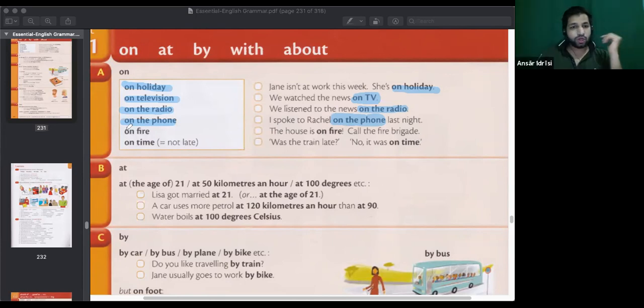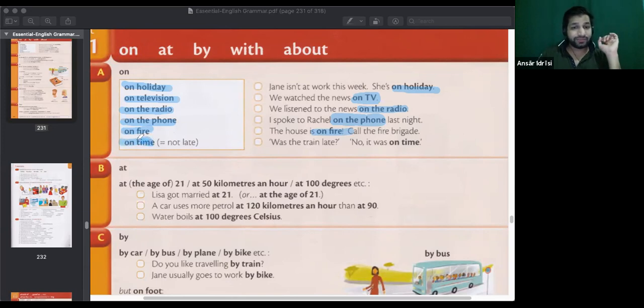Next one, on fire. Ghar jal raha hai. So when something is on fire means what? Burning. For example, the house is on fire. Please call the fire brigades. So the house is on fire means what? The house is burning. So burning house is a kind of activity. It's not a place.